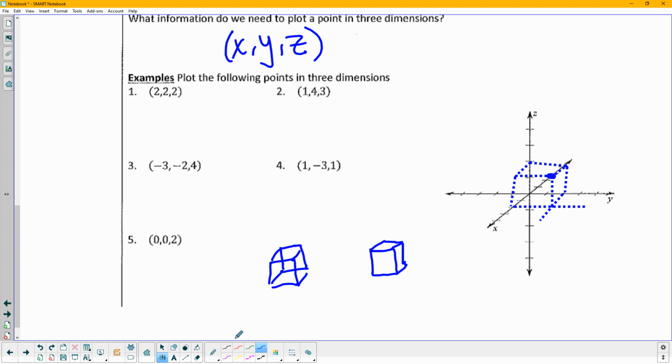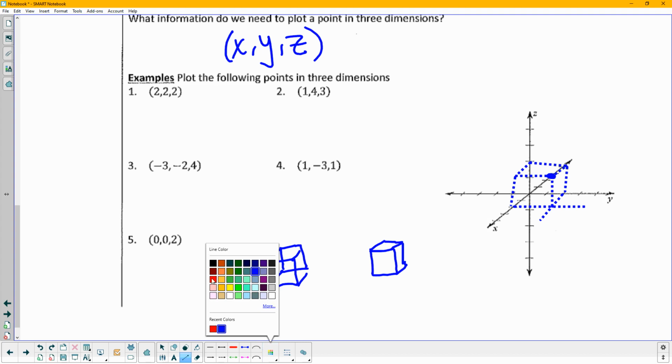Okay, not perfect, but it works. So that's all I'm looking for. I'm looking for you to have an understanding more than to be very awesome at graphing these. It's a bit of a skill. Or I should say it's almost more of an art than a science. That's probably a better way to put it.